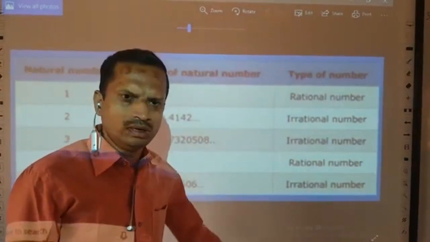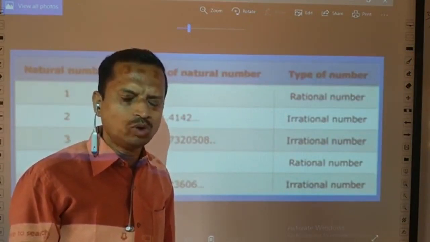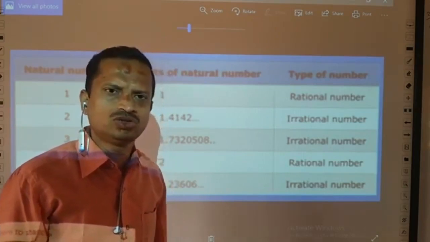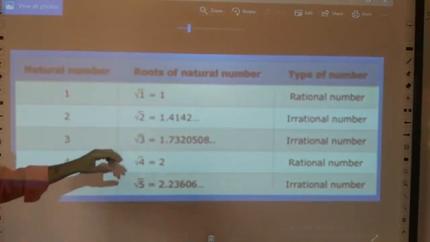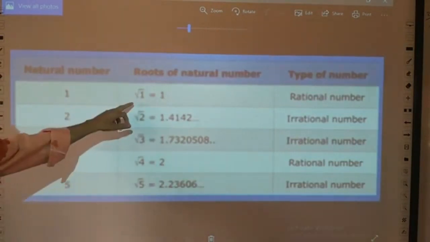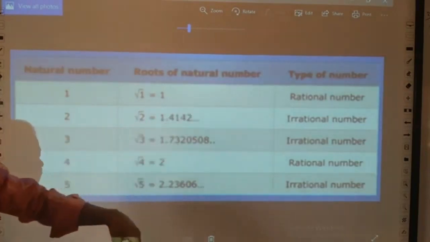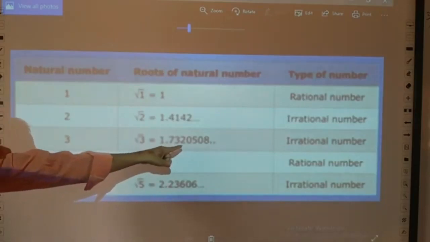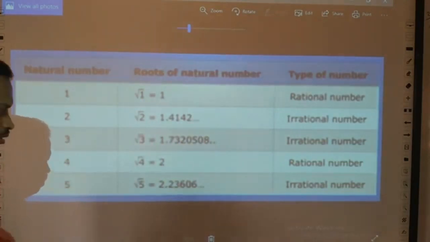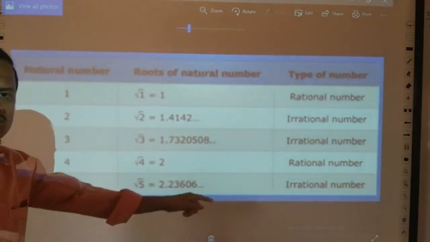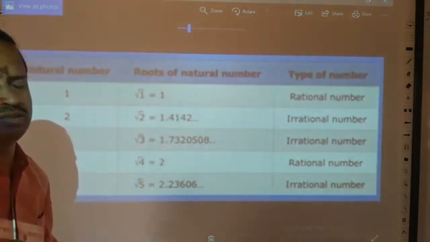Now we will see what is a rational and irrational number, what is the difference between them, and how to find which is rational and which is irrational. So here, for natural numbers 1, 2, 3, 4, 5, if you take the square root, you see what happens. Square root of 1 is 1, square root of 2 is 1.4142, etc. Root 3 is 1.732050, etc. Root 4 is 2, that you know. Root 5 is 2.23606, etc. So you see, if you take the square root, the type of number is either rational or irrational.